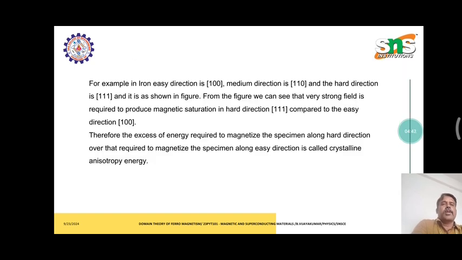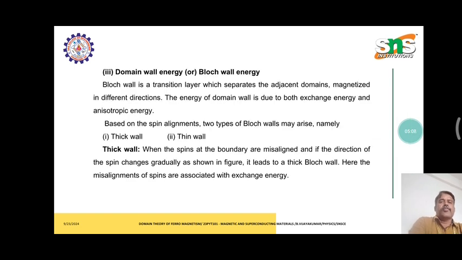The example is magnetite. The easy direction is 1 0 0, the medium direction is 1 1 0, and the hard direction is 1 1 1. And the same saturation is reached in the opposite direction. The hard direction is 1 1 1 and the easy direction is 1 0 0. So this exchange energy is required to magnetize the specimen along hard directions.